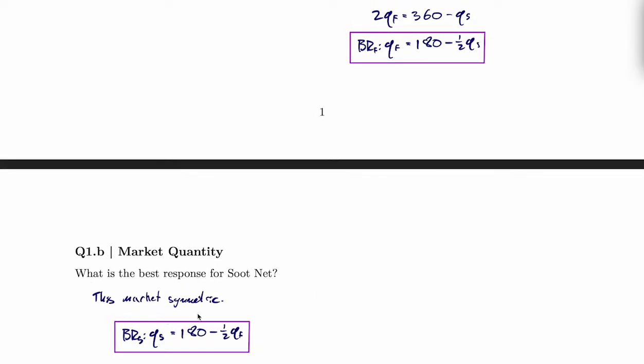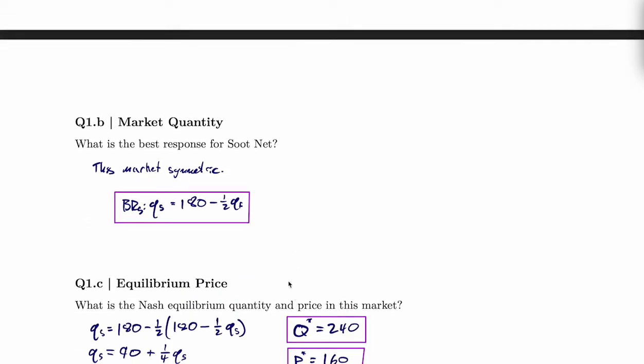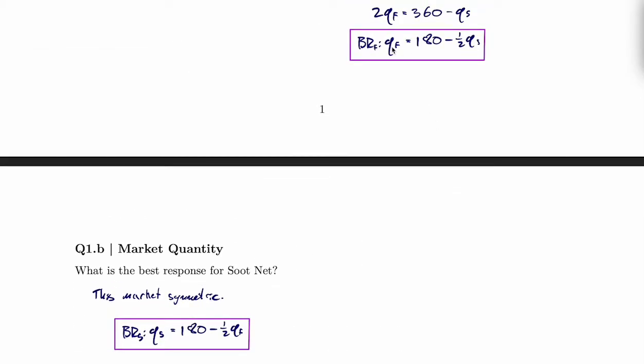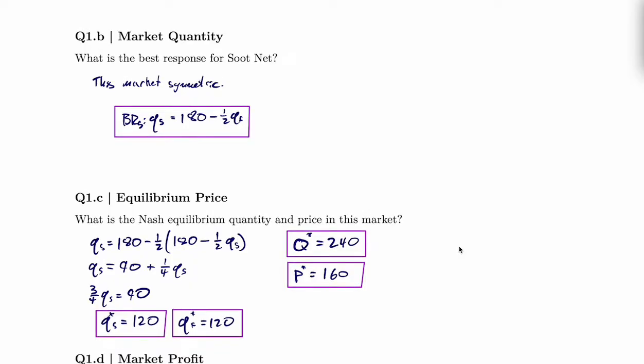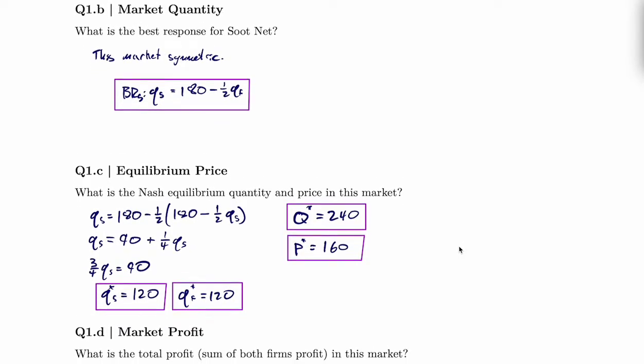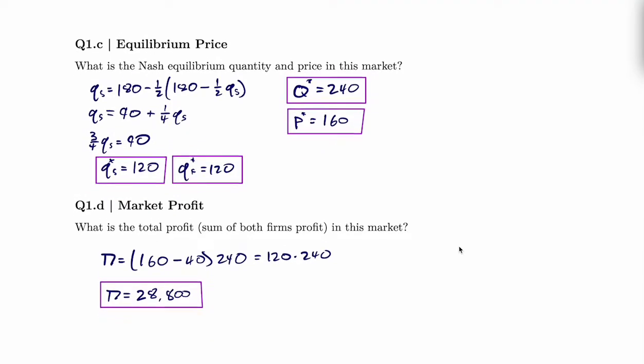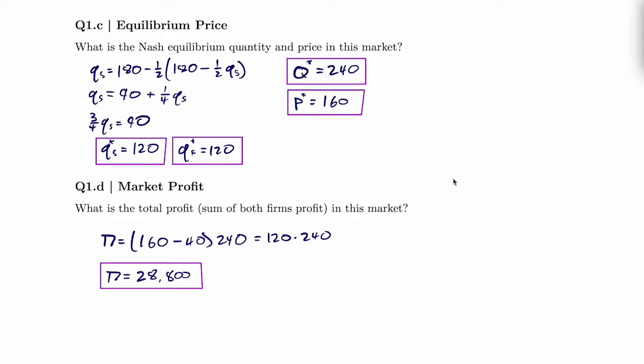But because this game is symmetric, all we have to do is swap the subscripts for Fast Flu to get the best response for SootNet. So we simply take this and swap F for S and S for F because this game is symmetric. It's a really nice property. In the next demo, we'll talk about a different setting where we don't have symmetric best responses.